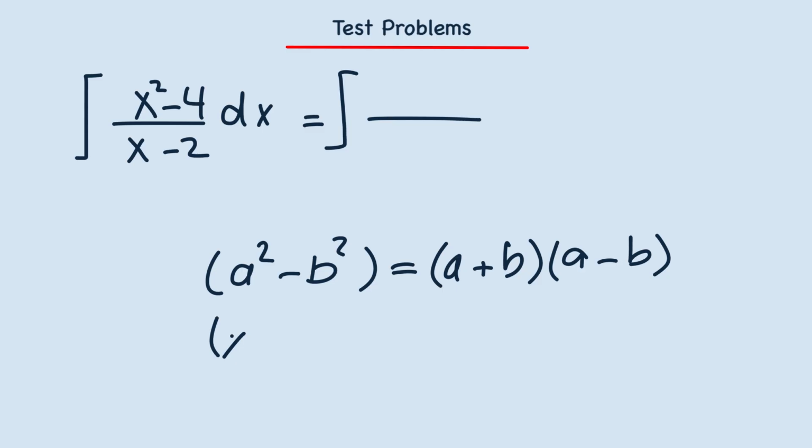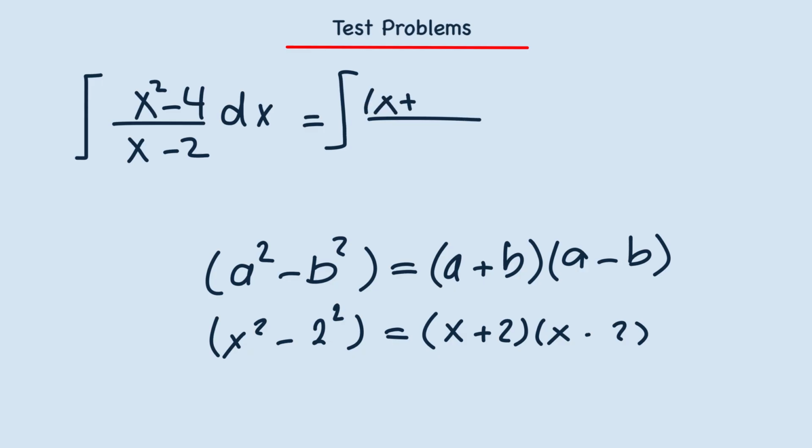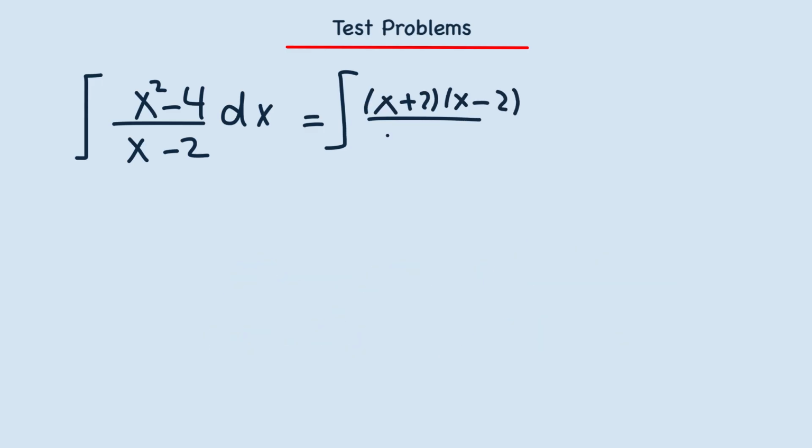So let us write it here, x squared minus, now instead of writing 4, basically it is what? 2 squared. So we'll write 2 squared. This equals (x plus 2) and (x minus 2). So let us write it here, (x plus 2) and (x minus 2). And now the denominator, we will write it the same as it is. And of course, we should not forget the dx.